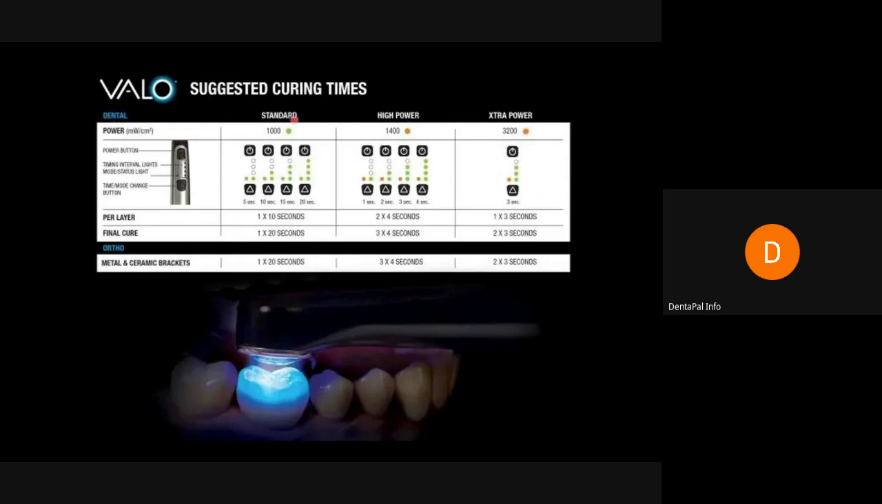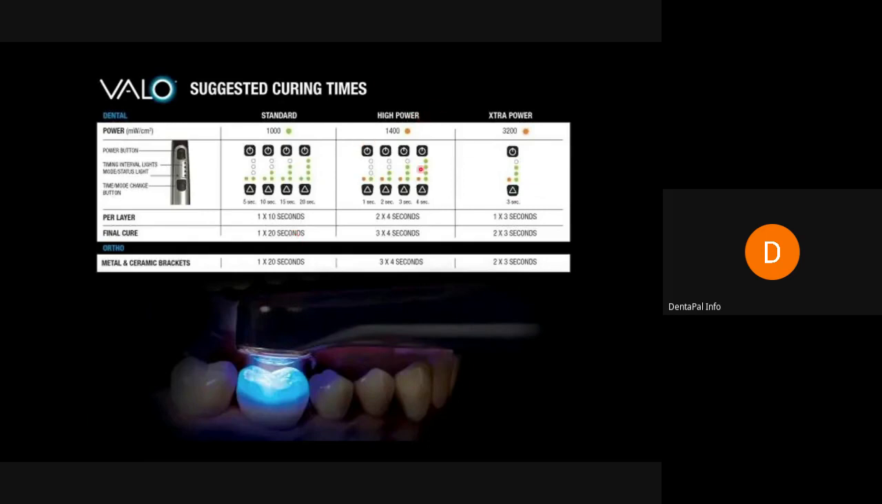Also, it could be with different power, like the standard one in the Valo system, which is the best system now in the market, is 1000. And if you are using it per layer, you can use it just for 10 seconds. And for the final cure, after finishing the composite, you can use it for 20 seconds.